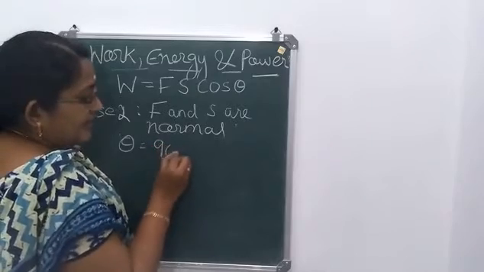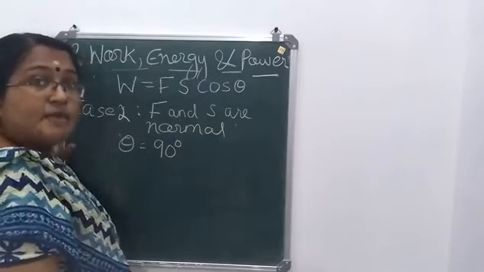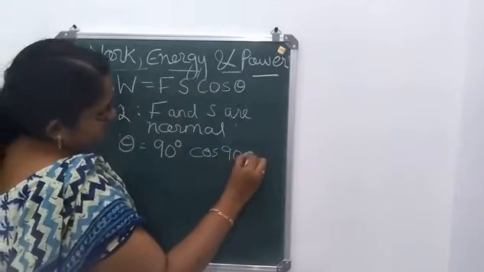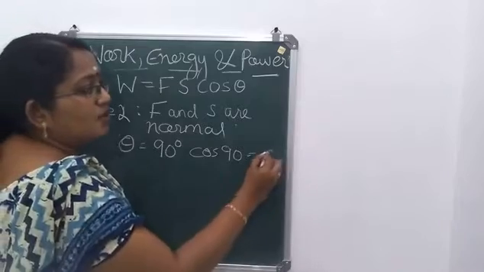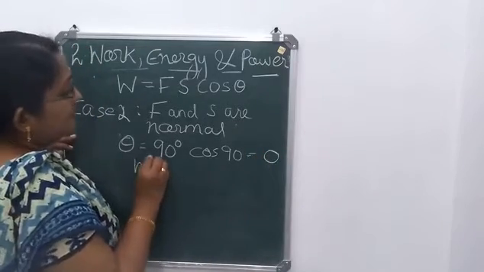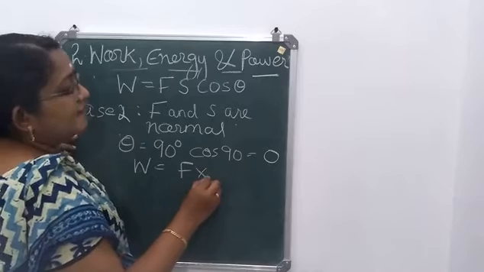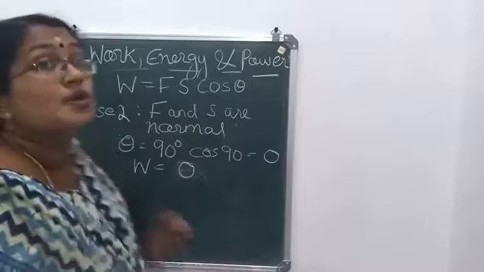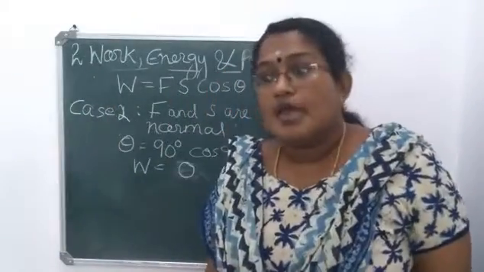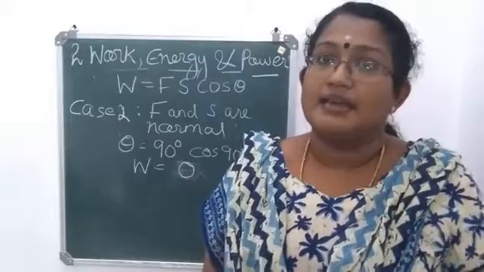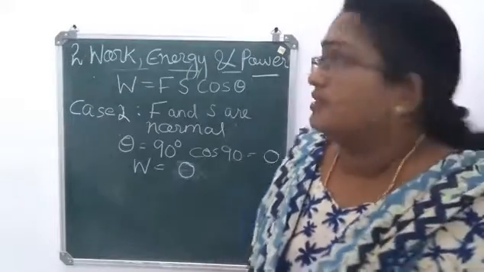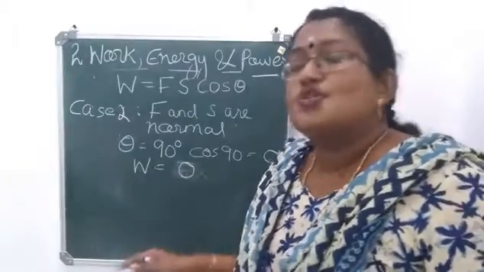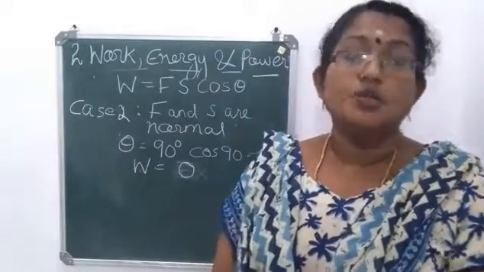Perpendicular means it makes an angle of 90 degrees, isn't it? How much is cos 90? Cos 90 is equal to 0. So what will be the work done? Work done will be Fs into 0. That means it will be equal to 0. So if force and displacement are perpendicular to each other, theta will be 90 degrees, cos 90 is 0, so the work done will be equal to 0.